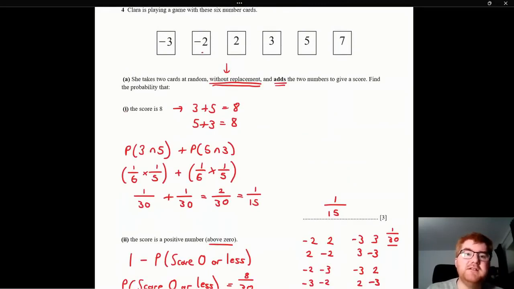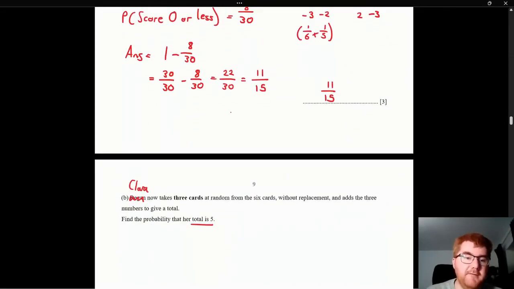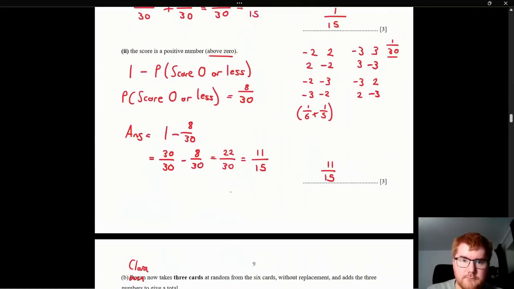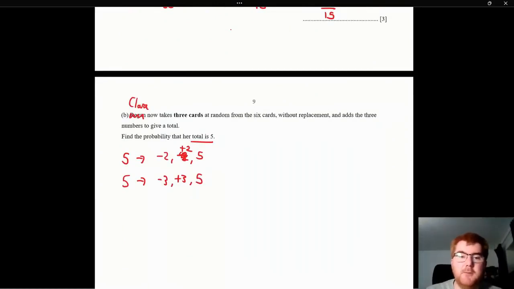Well, notice we've got these minus 2 and plus 2, minus 3 and plus 3. So the way we can achieve 5 is either minus 2, minus 3 and 5, or minus 2, plus 2 and 5, or minus 3, plus 3 and 5. That's the only ways we can get those combinations.